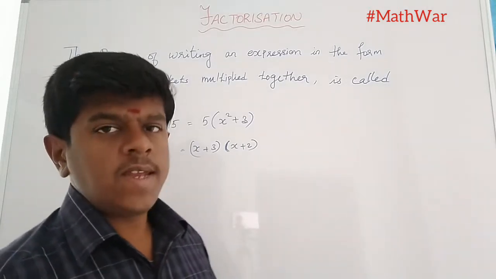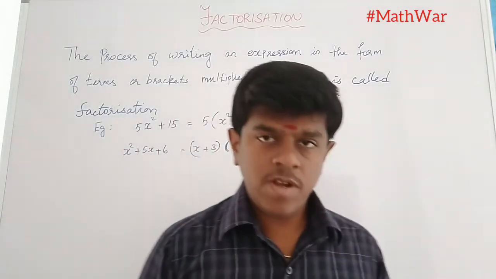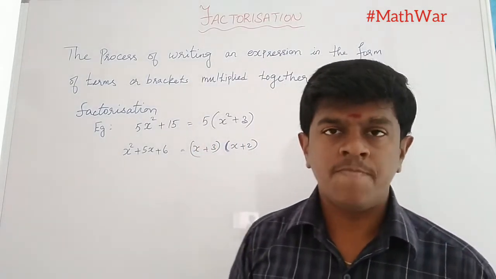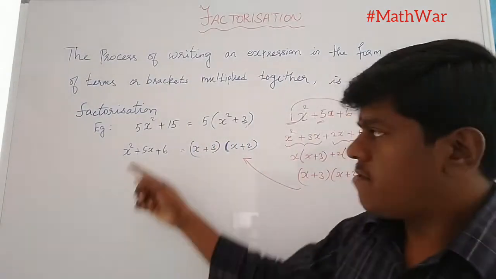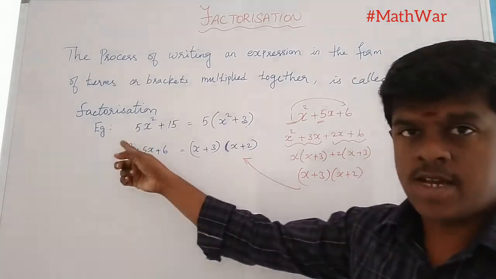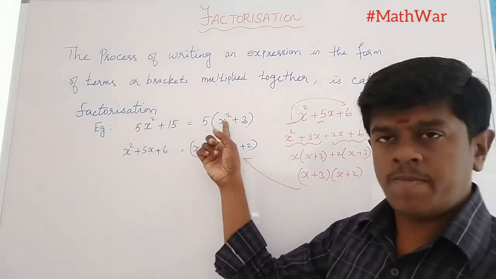The process of writing an expression in the form of terms or brackets multiplied together is said to be factorization. For example, 5x square plus 15. You can see the number 5 is common. By taking it outside, we can write it as 5 into x square plus 3.